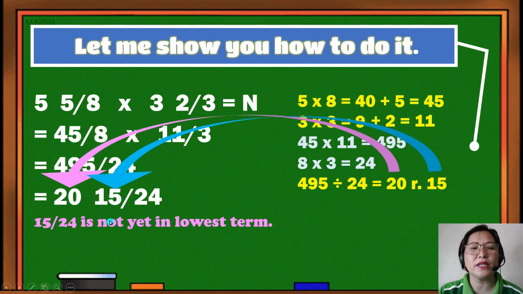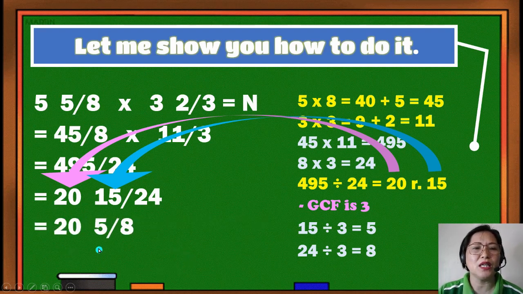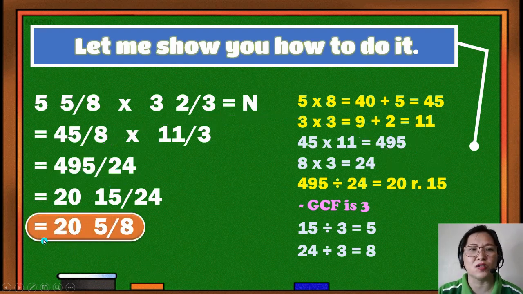factor. And what's the greatest common factor of 15 and 24? You're correct. The greatest common factor is 3. So 15 divided by 3 equals 5, and 24 divided by 3 equals 8. So 20 and 15/24, when reduced to lowest term, becomes 20 and 5/8. And that is the final answer. 5 and 5/8 times 3 and 2/3 equals 20 and 5/8.